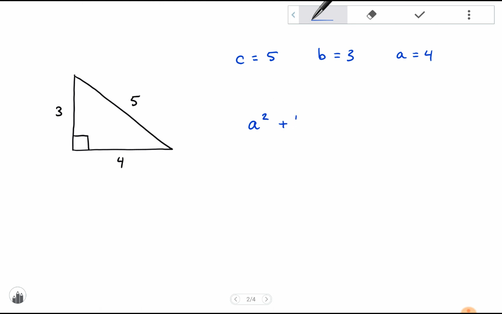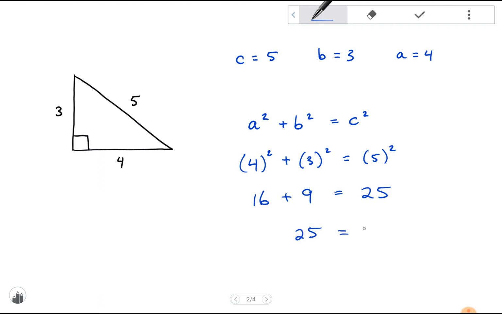Pythagorean theorem states that A squared plus B squared equals C squared. So let's use these numbers. So A is 4, so we'll have 4 squared, and B is 3, 3 squared, and C is 5, so 5 squared. Okay, 4 squared is 16, 3 squared is 9, and 5 squared is 25. 16 plus 9 is 25, and yes, 25 is indeed 25. So this right here, a triangle with one length 3, one length 4, and one length 5 is indeed a right angle triangle. This angle here is 90 degrees.